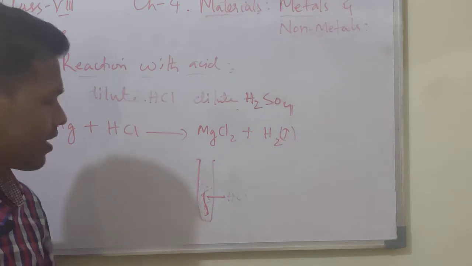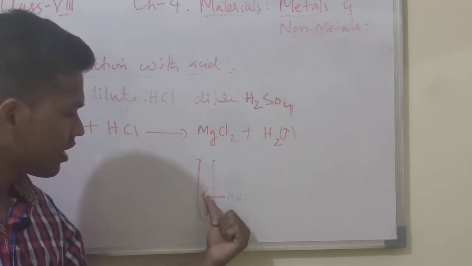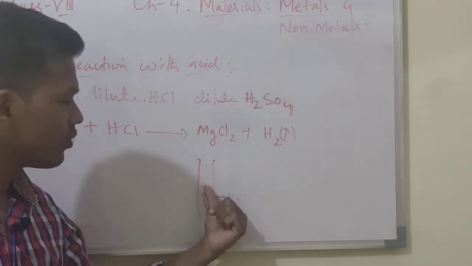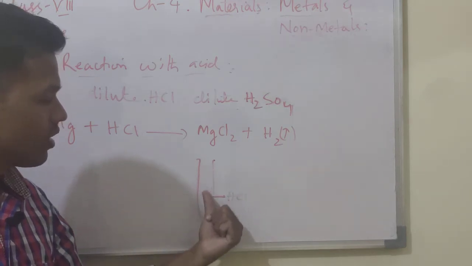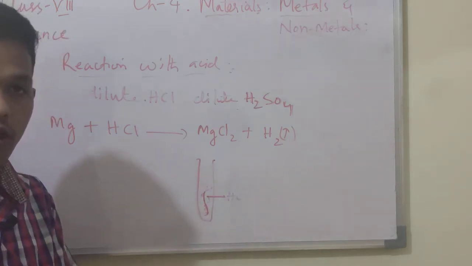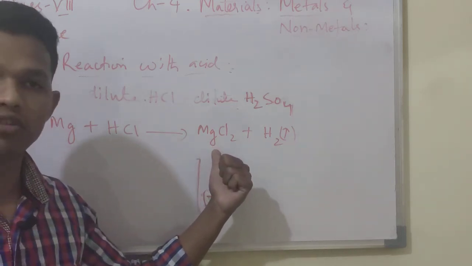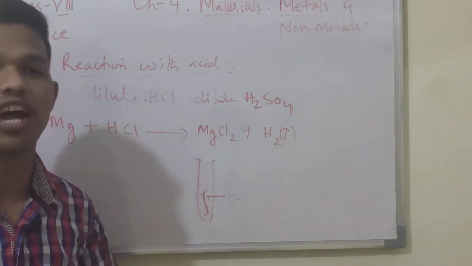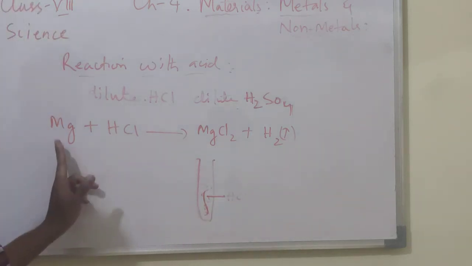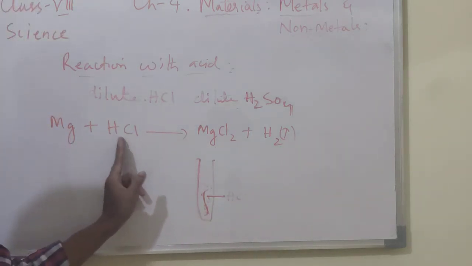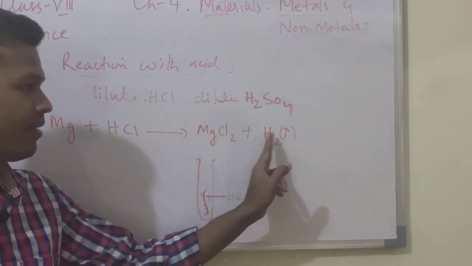What happens? This gas will react with magnesium ribbon, and it will evolve bubble gas, a colorless gas with a pop sound. When a matchstick is brought near the mouth of the test tube, what happens? It will catch fire. That's why magnesium reacts with HCl to give magnesium chloride plus H2.